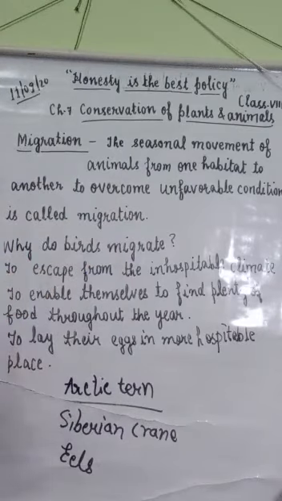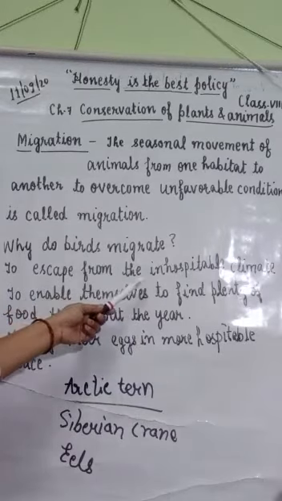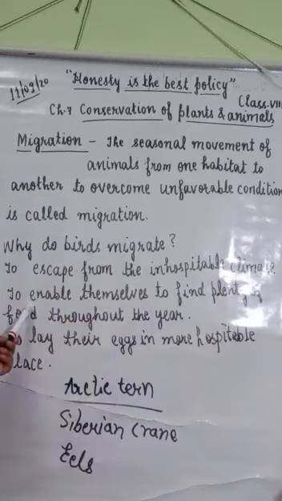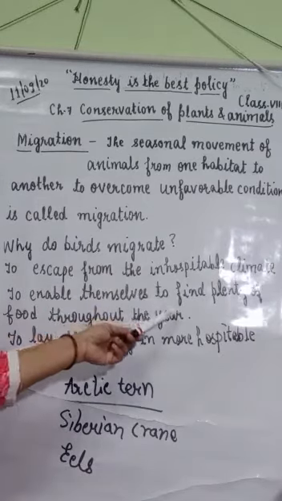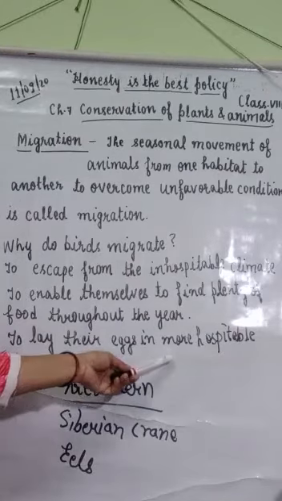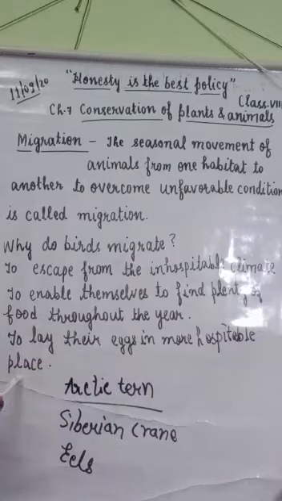And why do birds migrate? To escape from the inhospitable climate. Inhospitable means not pleasant to live in. Next, to enable themselves to find plenty of food throughout the year. They migrate to search for plenty of food and to lay their eggs in a more hospitable place. Hospitable means pleasant to live in.